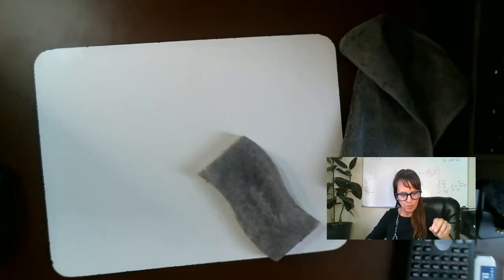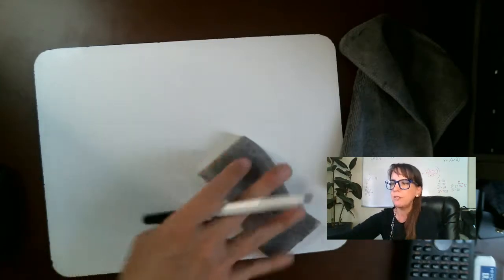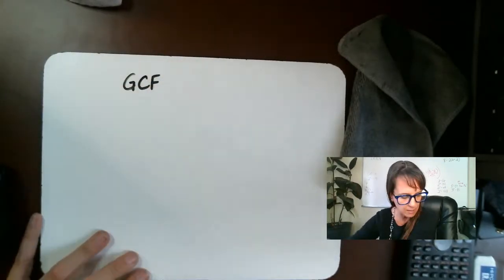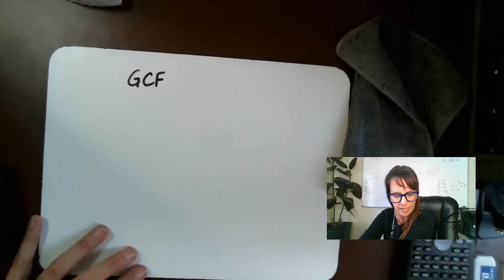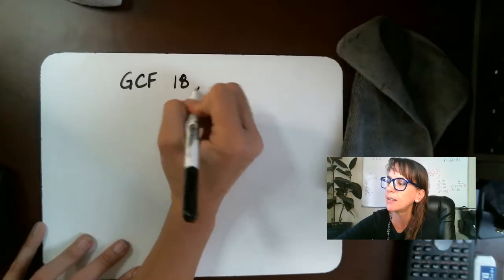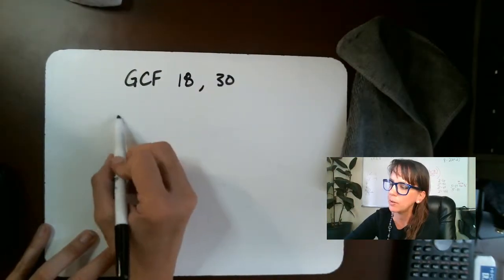All right, so we're going to do 2 things. First, we're going to find all the factors, the greatest common factor. I'm looking at example 3 on page 30. Finding the greatest common factor of 18 and 30. All right, so I'm going to start over here with 18.